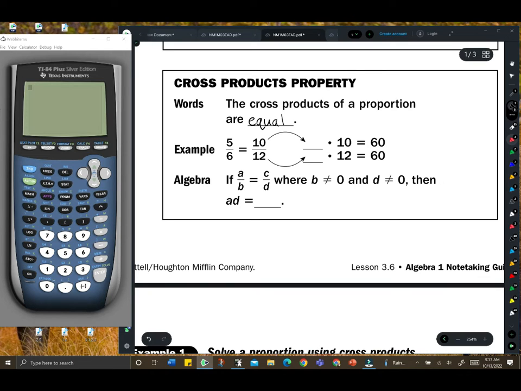Example: essentially what's going on here is we're going to be taking 6 times 10, and on the other side, 5 times 12. We call that the cross products. As long as the denominators aren't 0, A times D is equal to B times C. So AD is equal to BC. Cross multiplying, that's what it's all about.